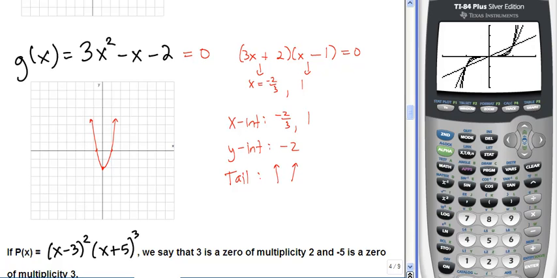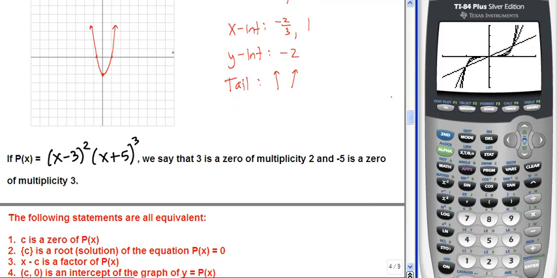Okay, so the last 2 examples that we did were quadratic equations, and they each had linear factors. When we factored these, we each had 2 factors with x to the first power. But occasionally when you have a polynomial, it might have factors with higher powers. So for example, p of x equals x minus 3 quantity squared and x plus 5 quantity raised to the 3rd power. And when that happens, we say that those zeros or those solutions have a multiplicity.